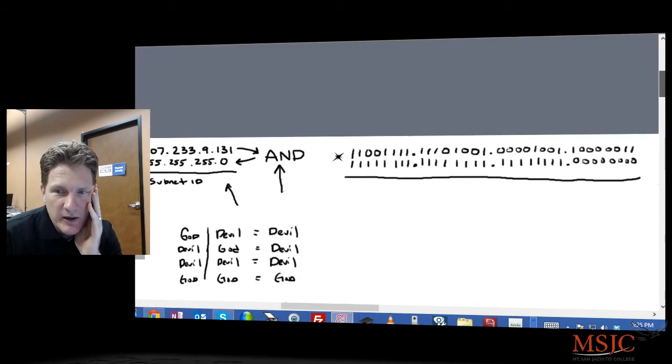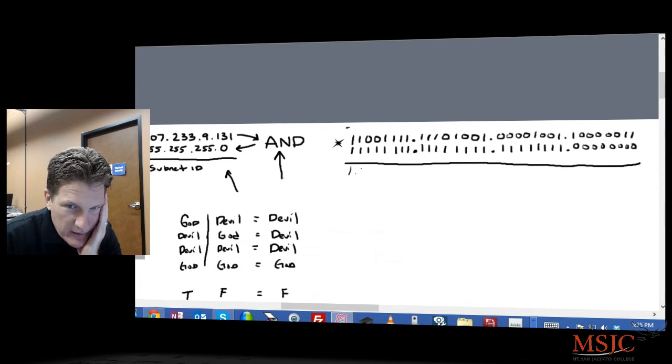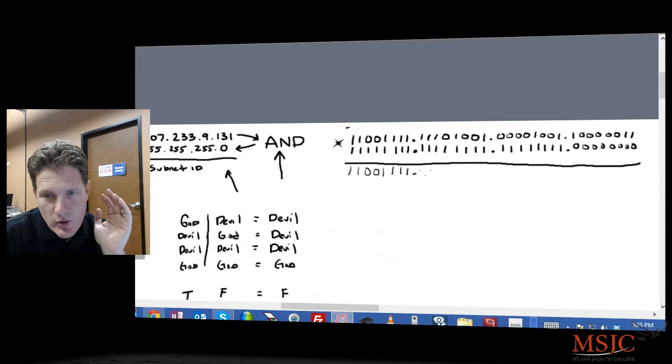So, go back up here. Routers use logical AND gates to determine the network ID, the subnet ID. So, let's take a look at it. We're back up here. A 1 and a 1 is a what? It's a 1. A 1 and a 1 is a 1. 0 and a 1 is a 0. A 0 and a 1 is a 0. 1 and a 1 is a 1. 1 and a 1 is a 1. Do you see that? And so 1, 1, 1, 0, 1, 0, 0, 1, 0, 0, 0, 0, 1, 0, 0, 1.